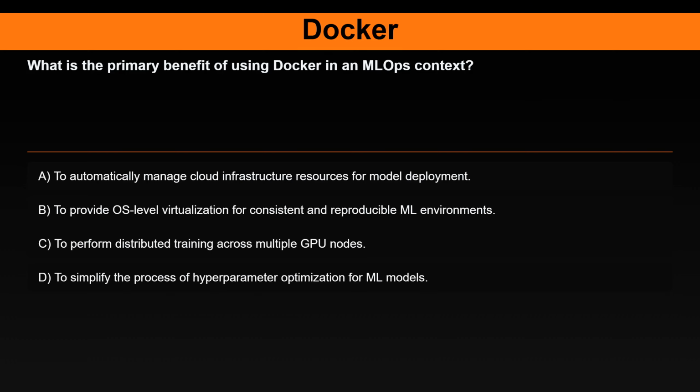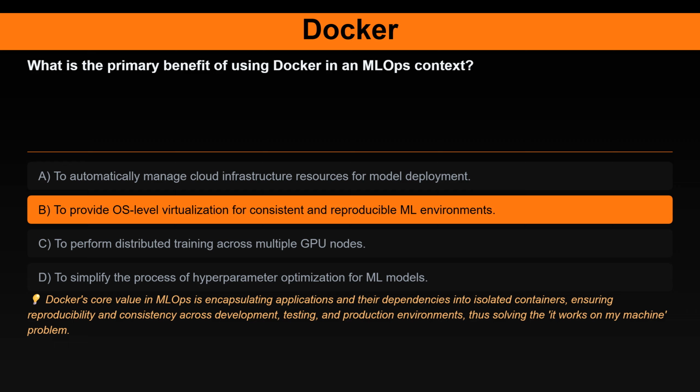Question 4. What is the primary benefit of using Docker in an MLOps context? Option A. To automatically manage cloud infrastructure resources for model deployment. Option B. To provide OS-level virtualization for consistent and reproducible ML environments. Option C. To perform distributed training across multiple GPU nodes. Option D. To simplify the process of hyperparameter optimization for ML models.